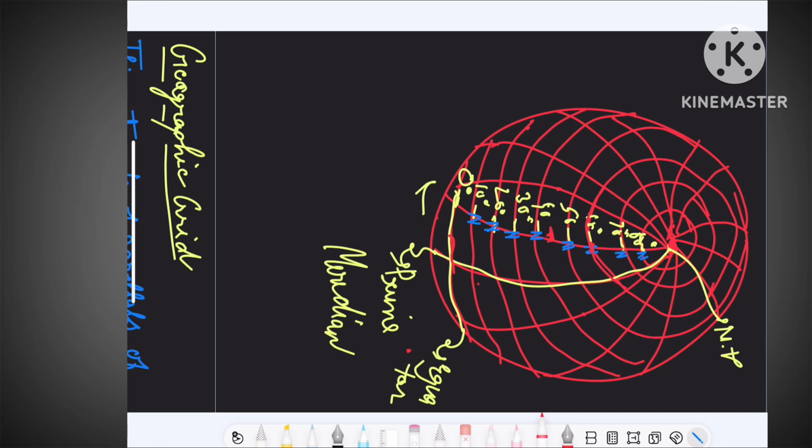The length of the arc of 1 degree of latitude is approximately 111 kilometers. The length of the arc of 1 degree, somewhere here, 1 degree, 11 degree, 21 degree, 31 degree. The arc of 1 degree here is approximately how many kilometers? 111 kilometers. Hope you understood.